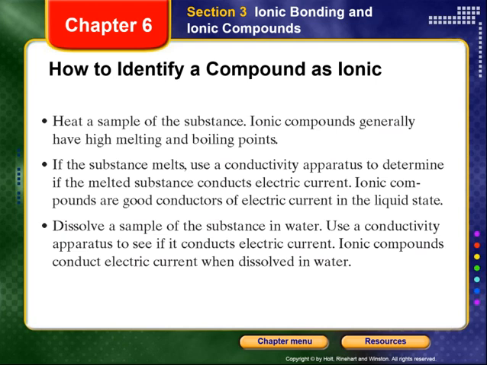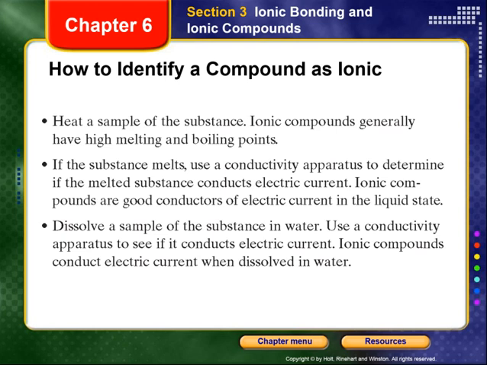We can also heat the substance. Ionic compounds generally have very, very high melting points and boiling points, so if we identify that the substance is melting at a lower temperature, like 70 degrees Celsius to 100 degrees Celsius, that's definitely not ionic. We saw on that table that ionic compounds have melting and boiling points much, much higher than that.